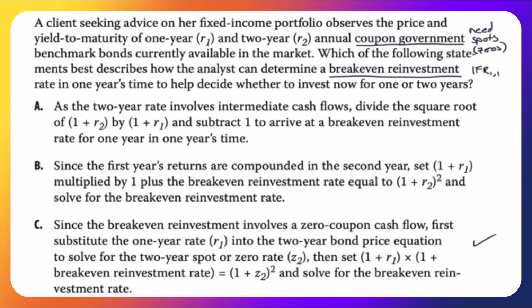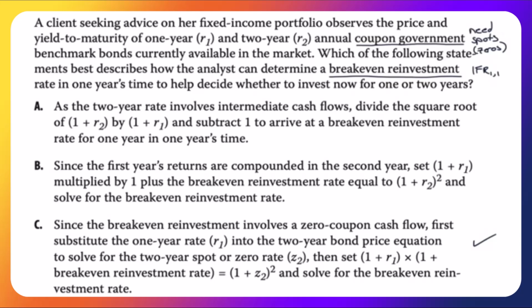A client seeking advice on her fixed income portfolio observes the price and yield to maturity of 1 year and 2-year annual coupon benchmark bonds currently available in the market. Which of the following statements best describes how the analyst can determine a break-even reinvestment rate in 1 year's time to help decide whether to invest now for 1 or 2 years?